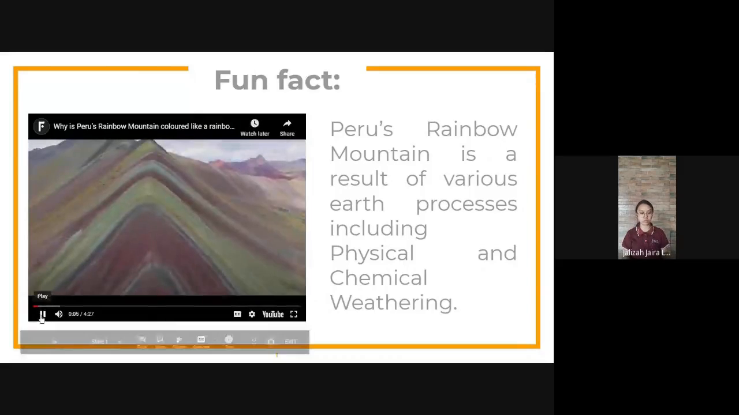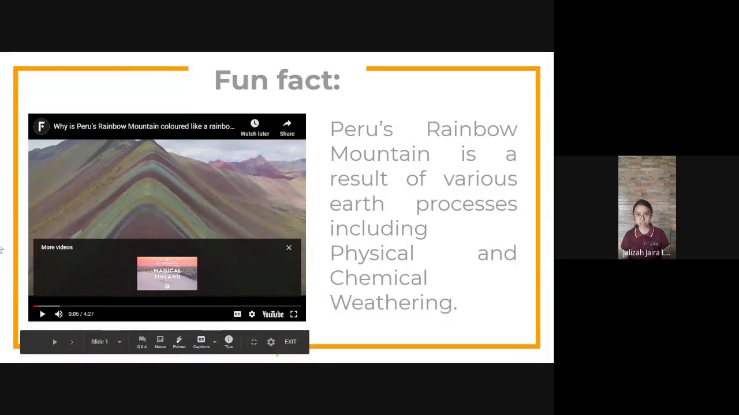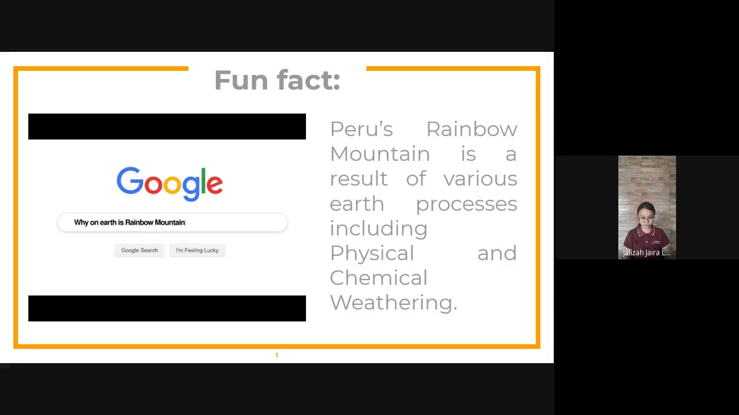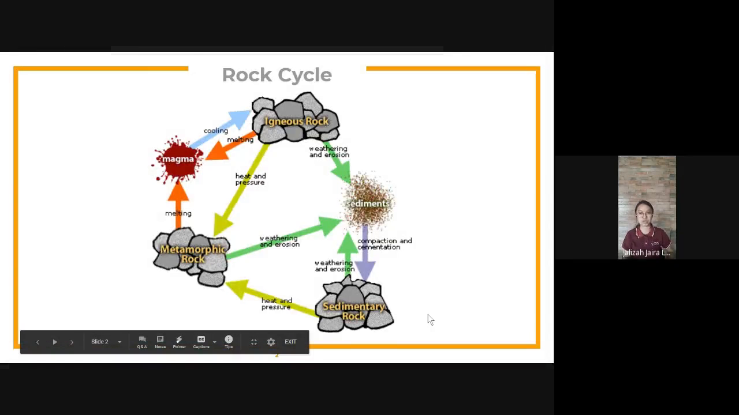If you want, you can go to the PowerPoint and check the video that's included there. You can know more about Peru's Rainbow Mountain and more or less have an idea about the physical and chemical weathering processes that shape its colorful appearance. But for now, we're gonna move on because I don't wanna bore you too much.